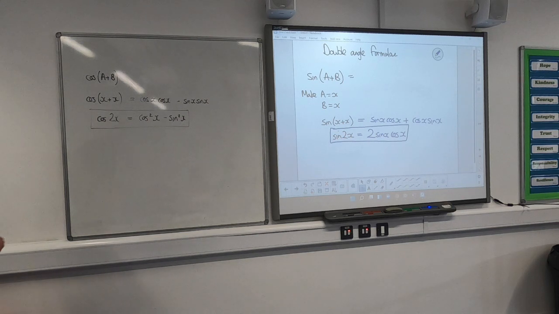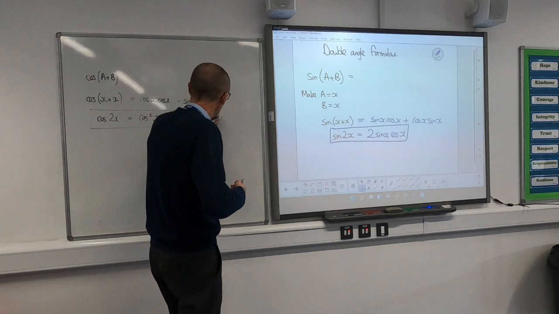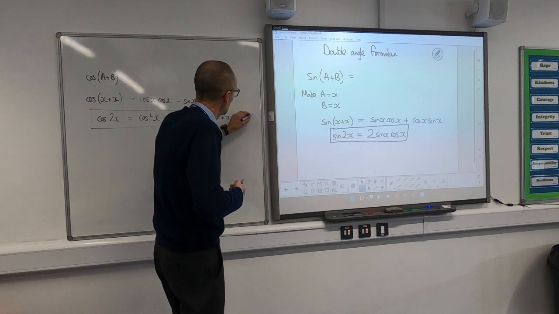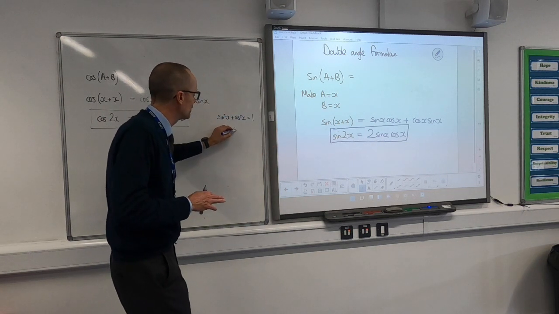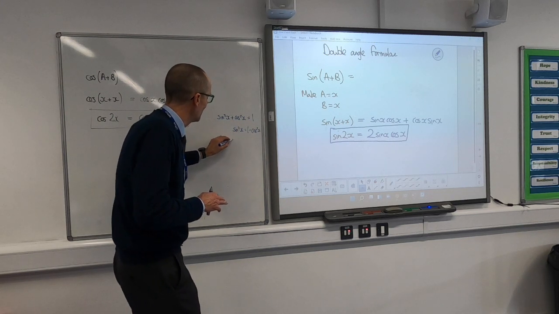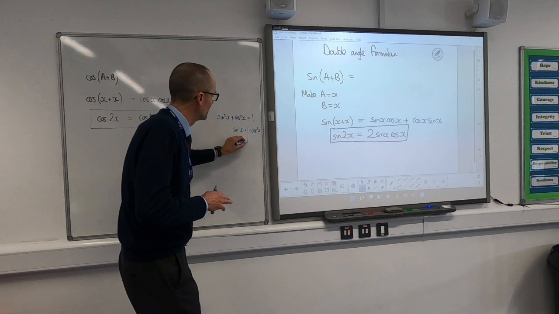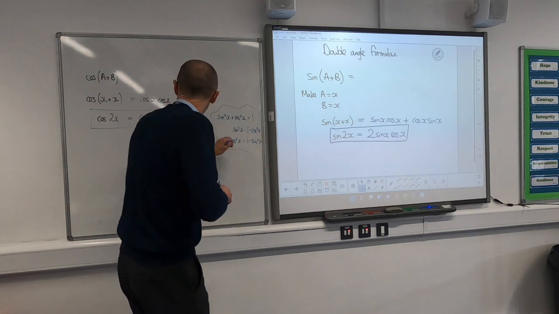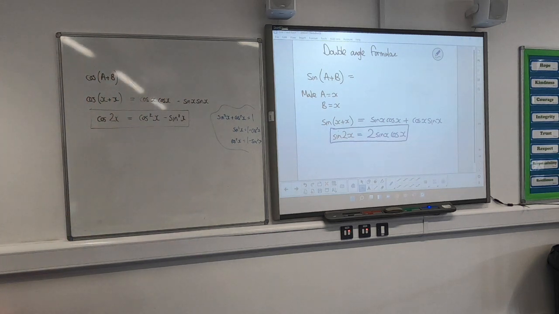But what we can do is use the identity that Isabel just reminded us of. Sin squared x plus cos squared x is 1, and the 2 associated rearrangements of it. So sin squared is 1 minus cos squared, and cos squared is 1 minus sin squared. We can use that to rewrite this in 2 different ways.